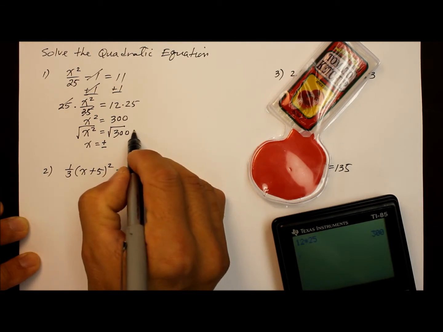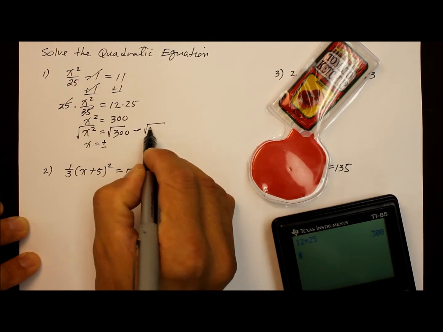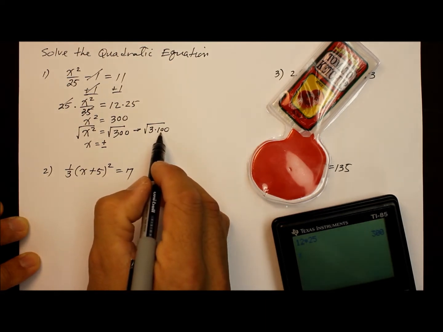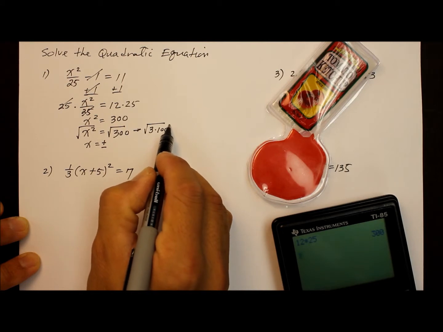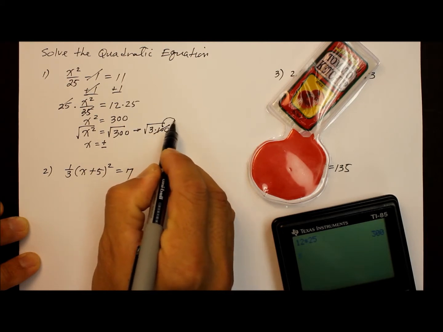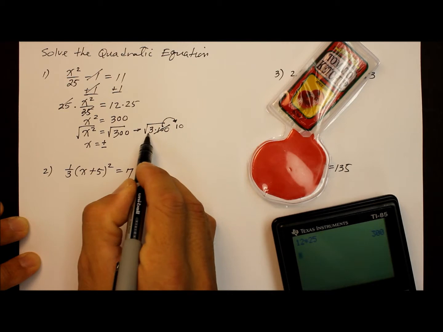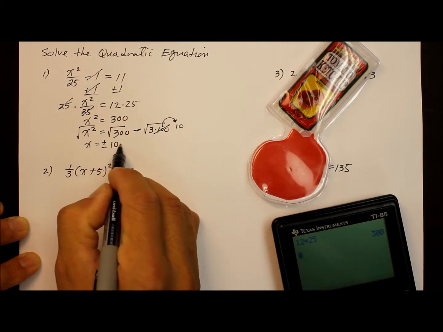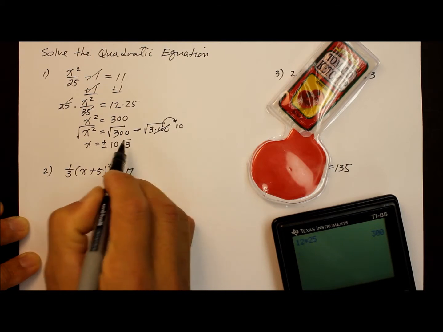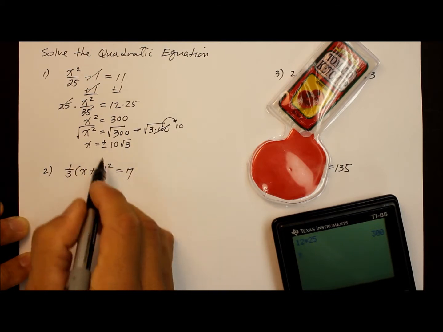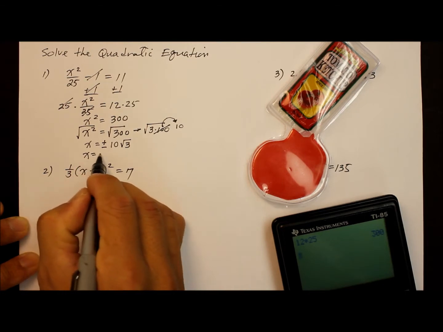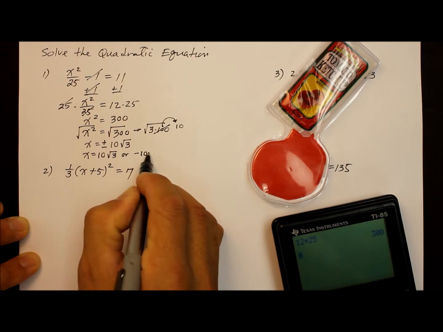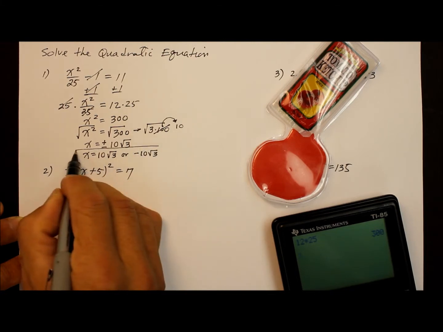Now 300 is kind of like saying the square root of 3 times 100. I know what the square root of 100 is. It's 10. So yay, that gets out. The 3 has to stay inside. So you end up with 10 square root of 3. So if they ask you what the solutions are, you could say x is equal to 10 square root of 3 or negative 10 square root of 3. So those are your solutions.